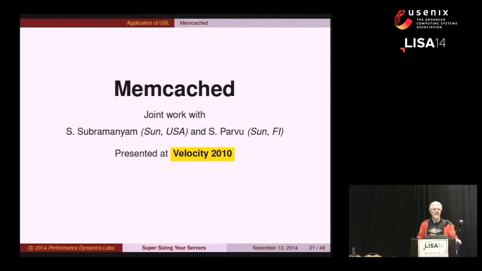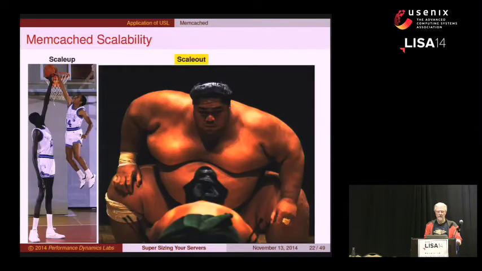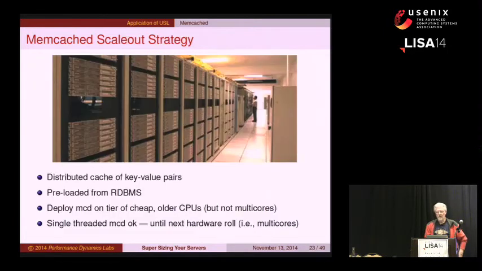Second example, Memcached. How many people here use Memcached? Cool, okay. So this is taken from a presentation we gave at Velocity back in 2010, just to show you. So this is all about scale out versus scale up. You're familiar with all that. The idea of Memcached is that it provides a distributed cache for key value pairs. You preload the data out of the DBMS so that you don't have to keep going and fetching through the database management system. And the other idea is that you deploy this on cheap servers, possibly servers that were the previous generation before you did the latest roll of the hardware up to more recent technology.